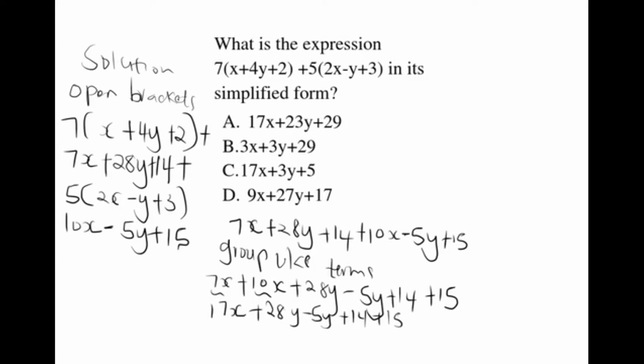Our expression will be 17x plus 23y plus 29. This is the simplified form of our expression. Our answer is 17x plus 23y plus 29. Our correct choice is A.